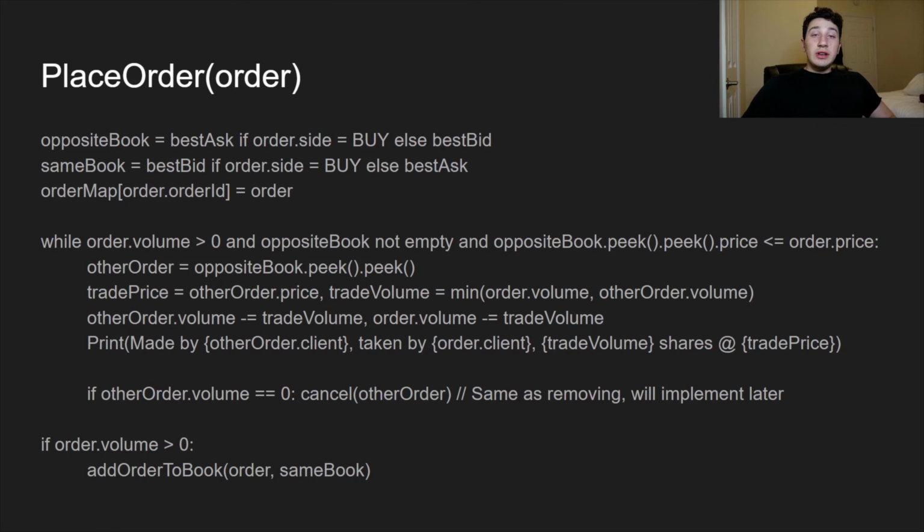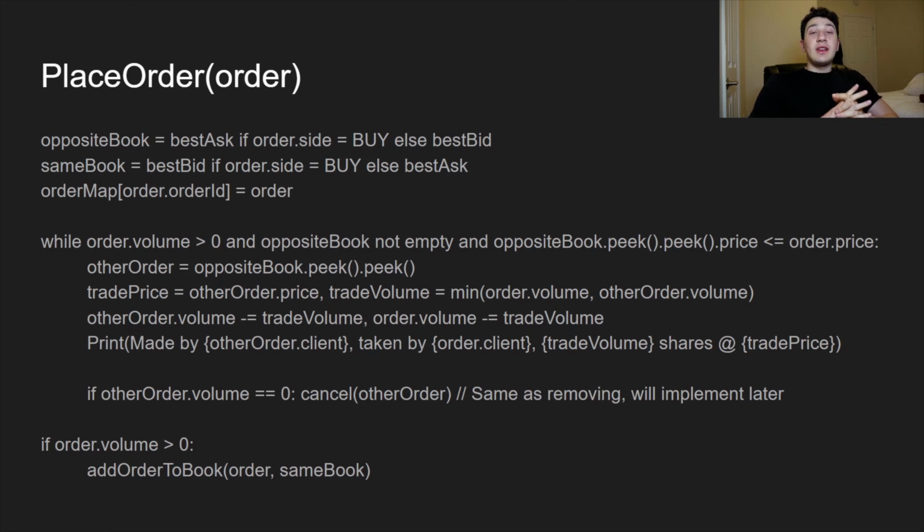Okay, so we've got our place order method. The first thing we're going to do is figure out what the opposite side of the book is. So if I'm buying, the opposite book would be sell. And if I'm selling, the opposite side of the book would be buying. I'm doing the same thing for the same side of the book. And then I'm also placing our new order into our order map.